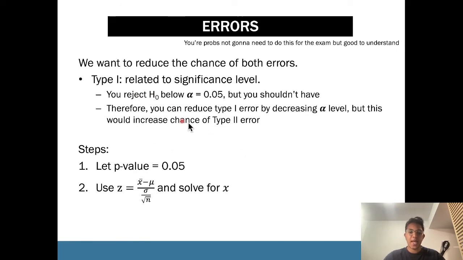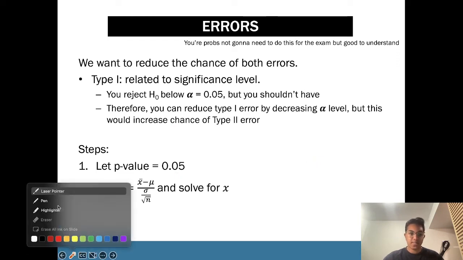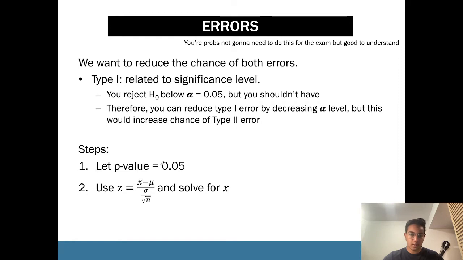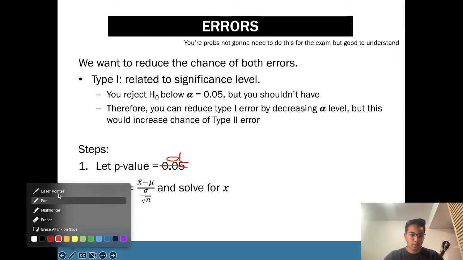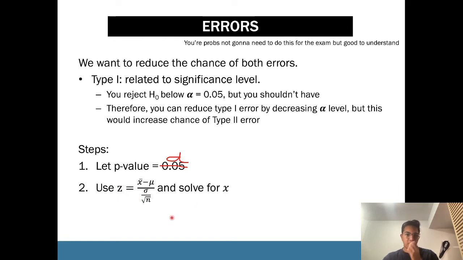All right. So with type 1, what you're doing is you're rejecting h0 below alpha, even though you shouldn't have. So you can reduce type 1 error by decreasing your significance level. But when we decrease our significance level, we're increasing the chance of a type 2 error. So to work out the chance of a type 2 error, we set our p-value at whatever the significance level is. So we say p-value is equal to significance. In some cases that might not be 0.5. What we're doing is setting our p-value to the borderline value of acceptable. Okay. And then you just want to use this and solve for x.